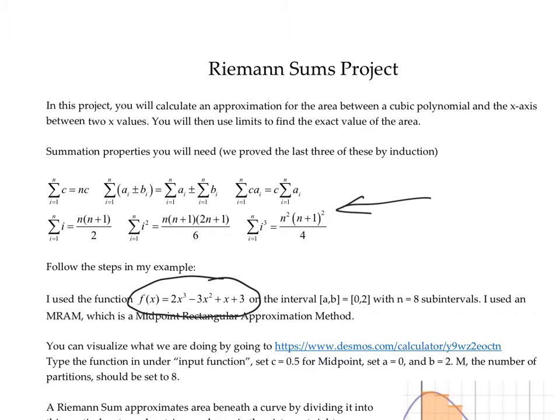It will help you visualize what we're doing if you go to the Desmos link that I've put in here, and you can type in the function under input function. If you set c equal to 0.5, you'll get a midpoint RAM, and set a and b to 0 and 2 respectively. M, the number of partitions, should be set to 8.